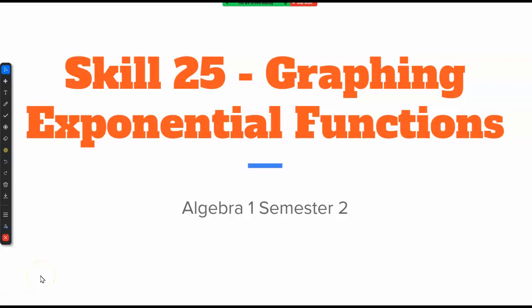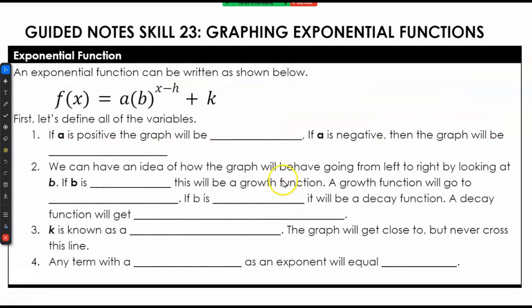Today we're going to do skill 25, graphing exponential functions. Exponential functions can be written as f of x equals a times b to the x minus h plus k. That's a lot of variables, so let's talk about what each one of them represent and how they're going to help us make our graph.